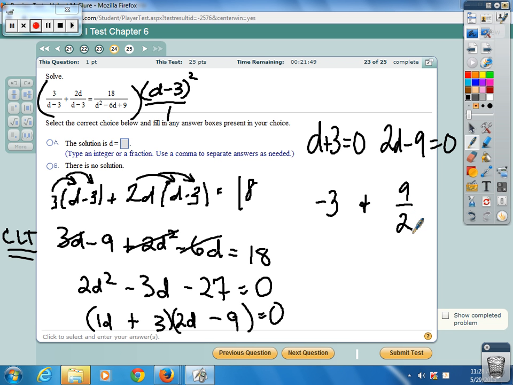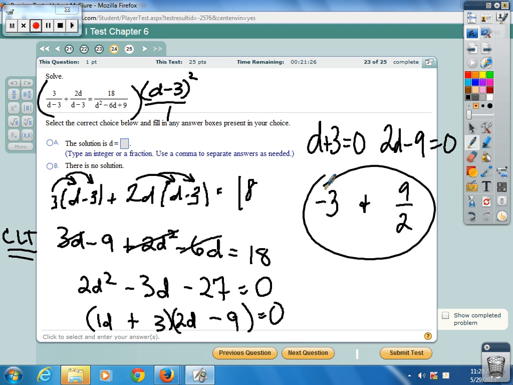Where'd you get these? I'm sorry, what? Where'd you get those? No, I got it. You reverse FOIL. Yeah, the ones in there. And is negative 3 positive? No, because positive 3 will give you a 0.